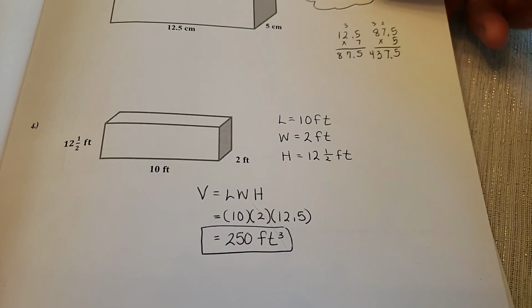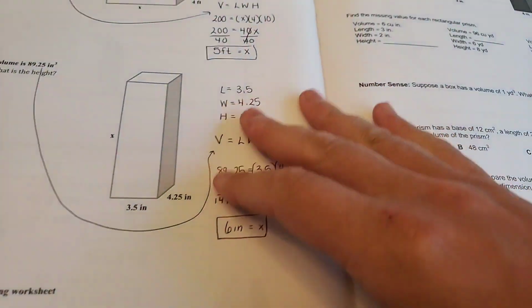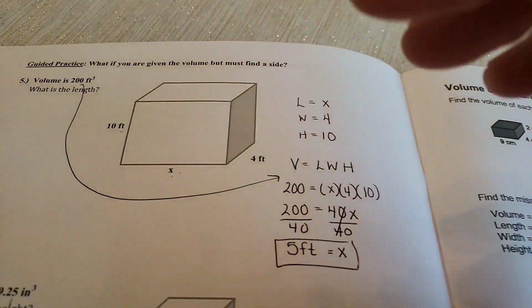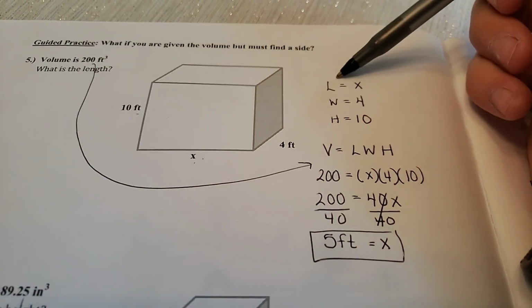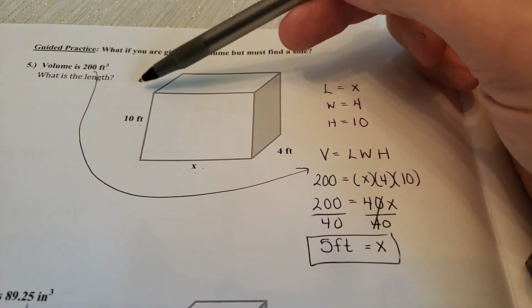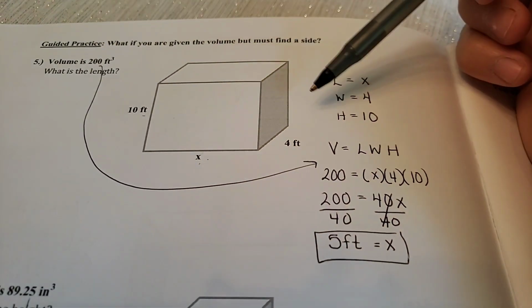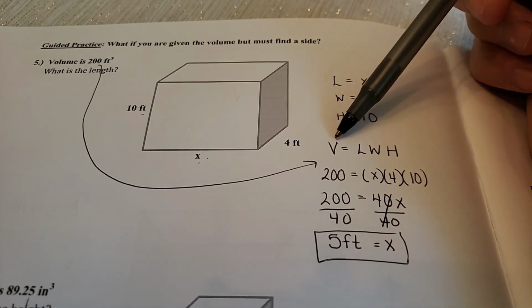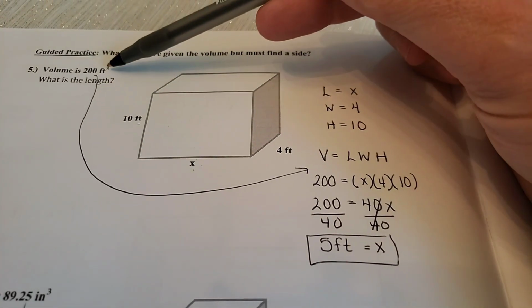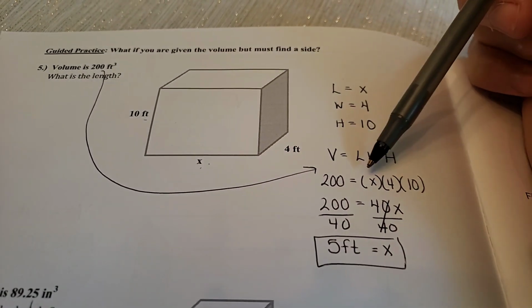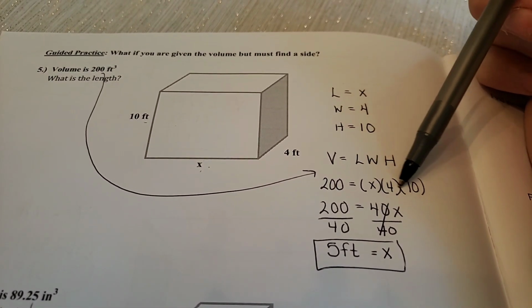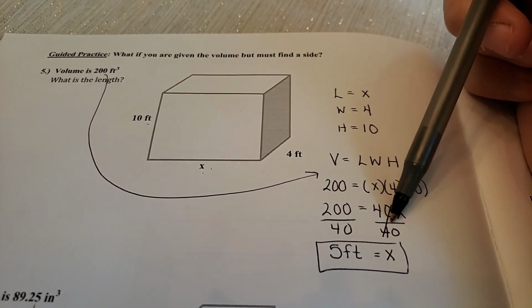And on the next page, this is what I was really interested to see how you would do. In this case, you had to find the length, x, when given the volume. So here's my key. Volume, they're telling us, is 200. So I substitute these values in. I got 40x over here on the right side, and I did a one-step equation.